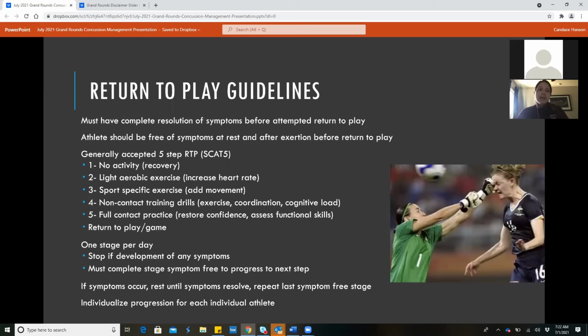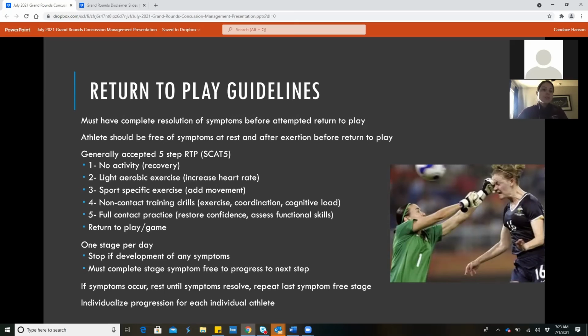Generally accepted 5-step return to play, which is spelled out on the SCAT-5. Step 1 is no activity, which is just recovery time. So that's while we were holding them out completely. Step 2 is light aerobic exercise. So just getting that heart rate up a little bit, testing how increasing that heart rate, their brain responds.